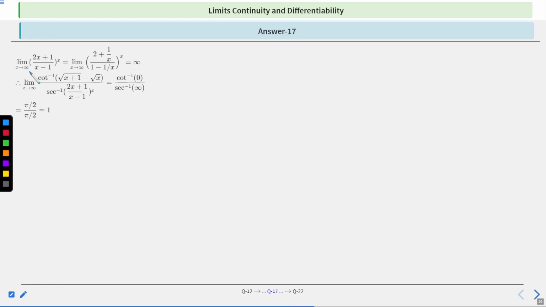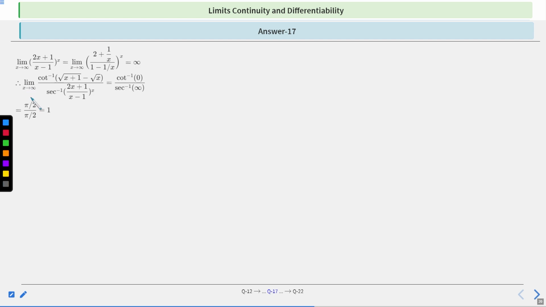And limit x tending to infinity of (2x plus 1 upon x minus 1) to the power x is equal to limit x tending to infinity. Let's take x as common. So (2 plus 1 by x upon 1 minus 1 by x) to the power x. Clear? It is equal to infinity.